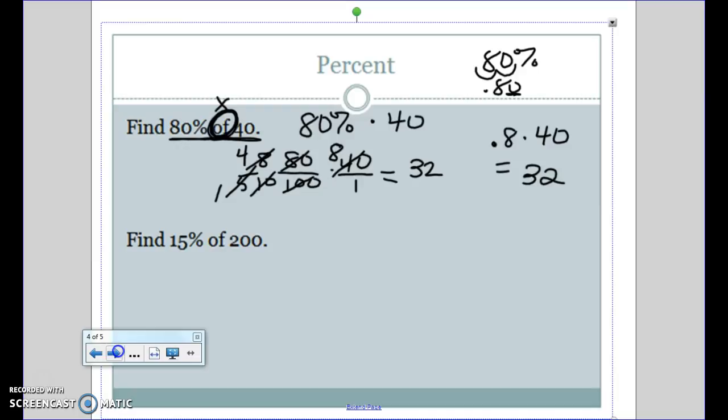Let's take a look at the next one here. And again, I'm just trying to find 15% of 200. That word "of" is very important, especially for tomorrow. So we need to remember that means multiply. 15% times 200. And so I can think of 15% in two different ways. I can think of it as 15 100ths, because percent means per 100, and multiply like that.